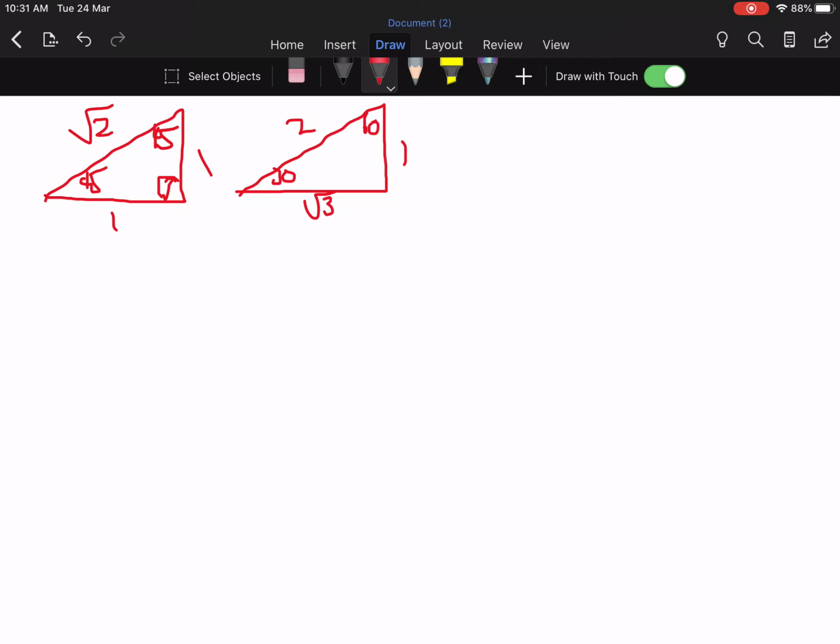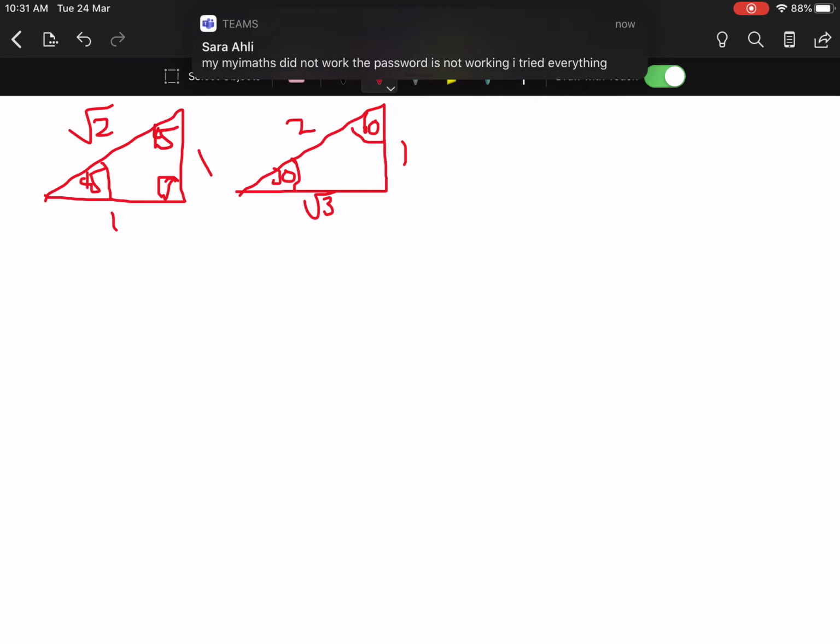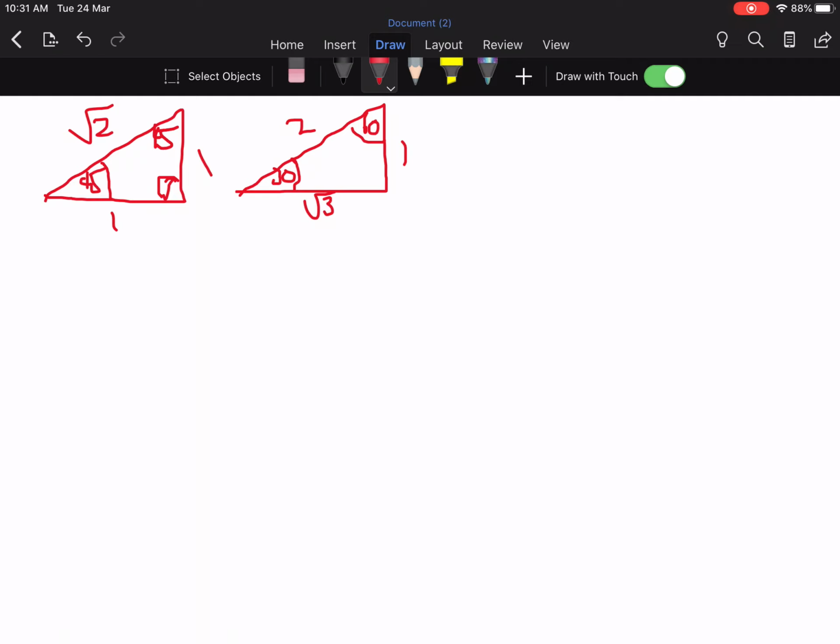So for instance, if I wanted sine 45, I would know that sine 45 is opposite over hypotenuse, so it's 1 over root 2. If I wanted sine 30, that would be opposite over hypotenuse, so 1 over 2, and so on. If I wanted cos 60, it would be adjacent over hypotenuse, so cos 60 is actually the same as sine 30. So, using these exact values, you can now solve equations. Let's do the first one.